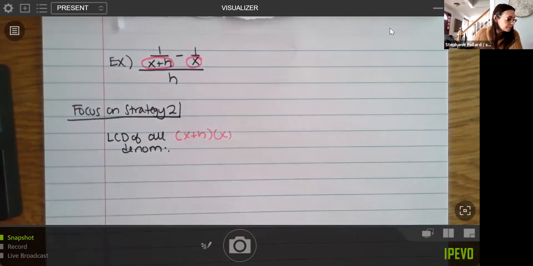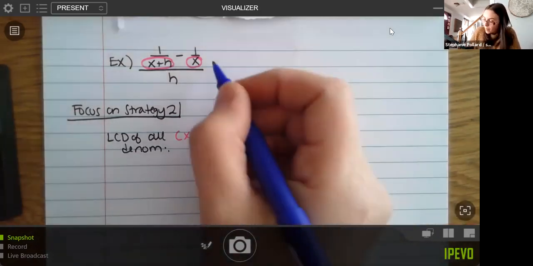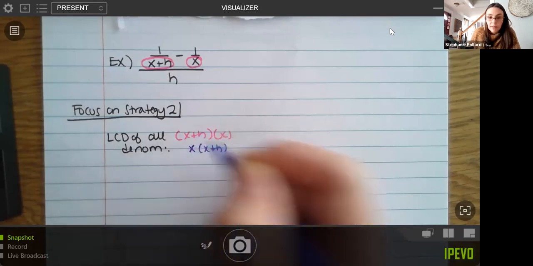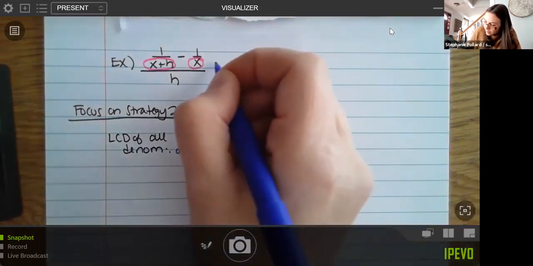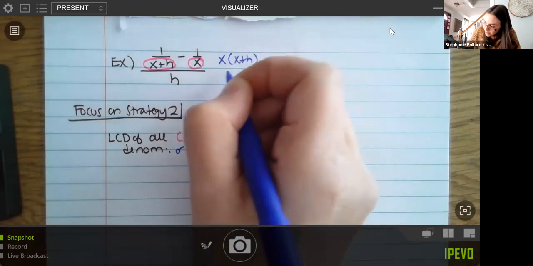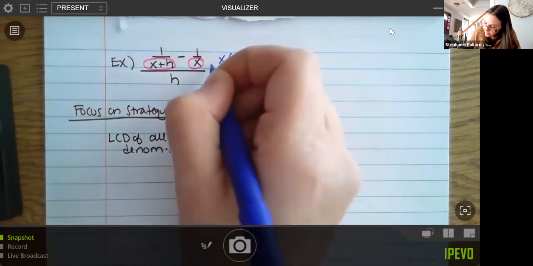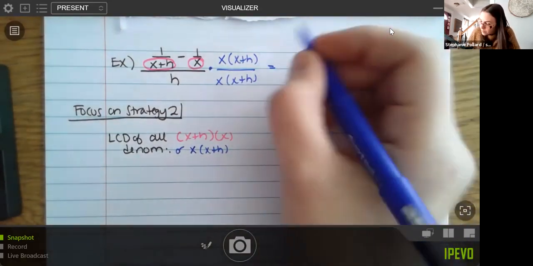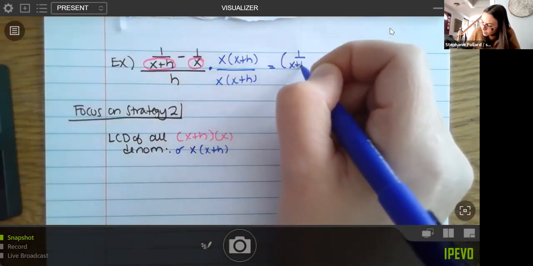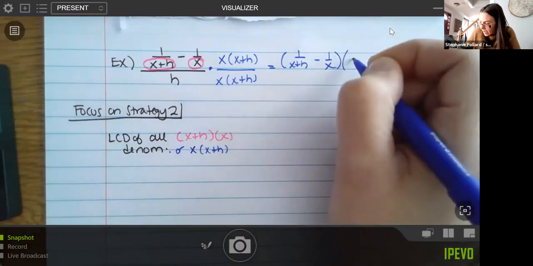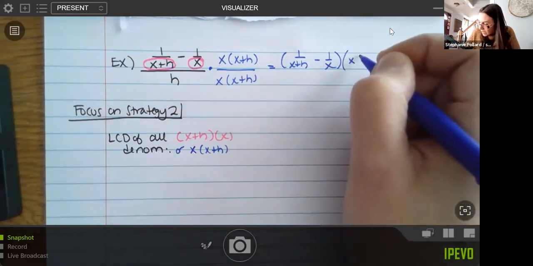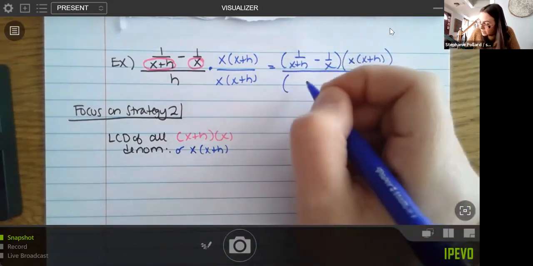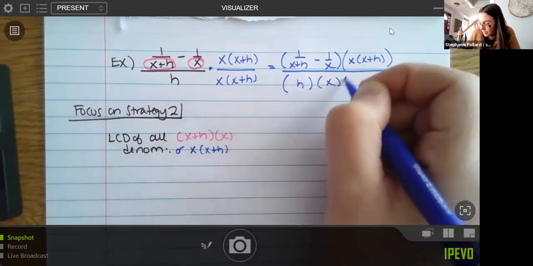So I'm going to multiply both my top and bottom by these two factors. And I'm actually going to rewrite it like this. I think it's a little easier to read if I put that x out front. So I multiply the top by my LCD and I multiply the bottom by my LCD. And I'm just going to do a little bit of rewriting here. So I have 1 over x plus h minus 1 over x being multiplied by x times x plus h. And in the denominator, I have just h times x plus h.